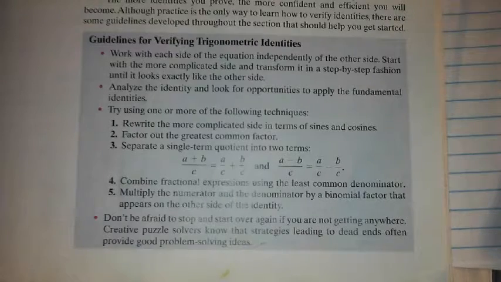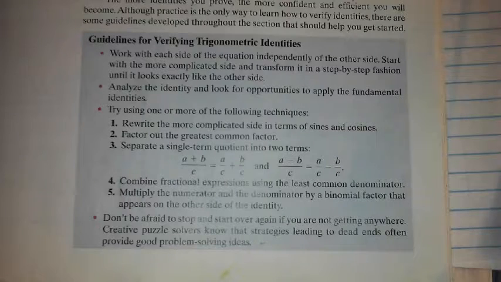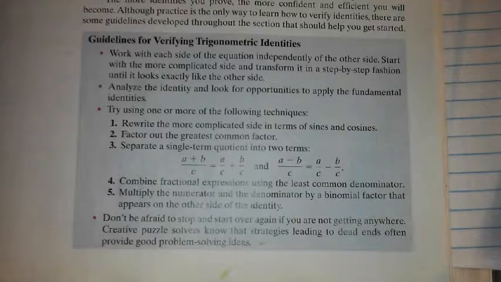Okay, so this is on, and you can write this down, page 577. It's guidelines for verifying trig identities. Have I showed you this? It gives you just different things to try. There's no black and white answer for how to get things to prove out, so to speak.